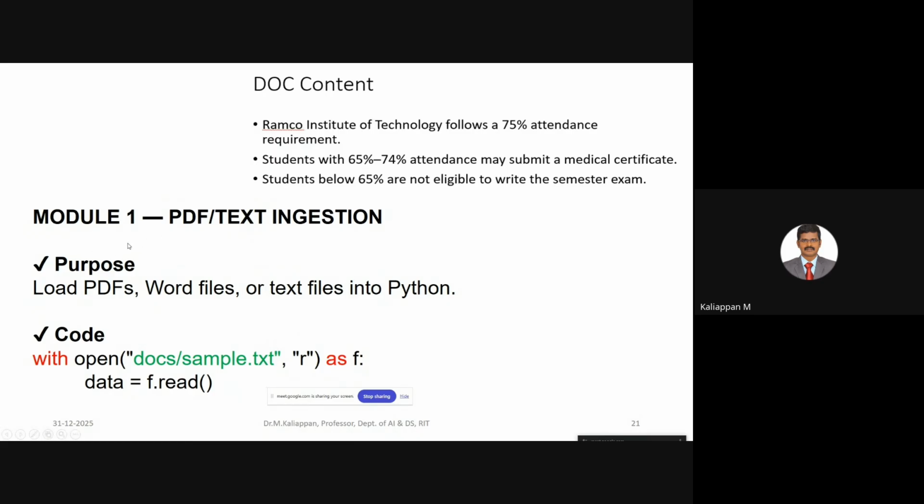Then the first module, PDF or text ingestion. The purpose of module 1 is that I can load a PDF, I can load Word file content, I can load text content using the Python language. This is simple code: with open document sample.txt. This sample.txt has this document.